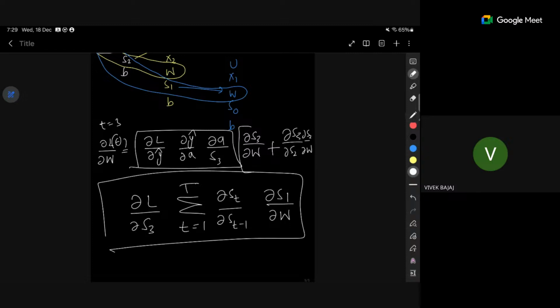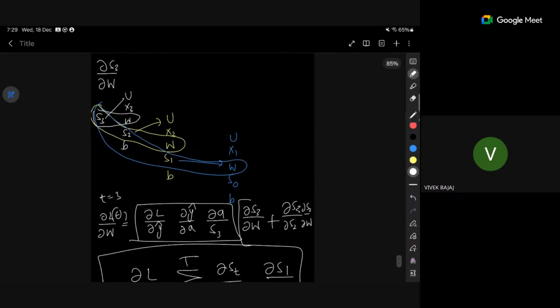Whatever the formula is, basically this huge thing will be there. You have to go across each path and then compute the back propagation.